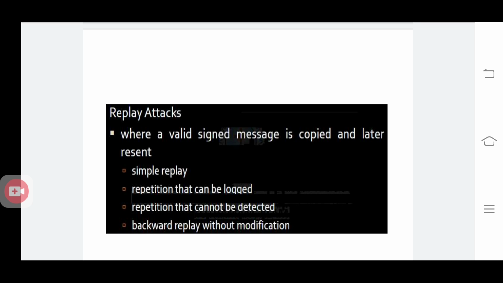Okay, so these are some replay attacks. Actually, what is a replay attack? We have a valid signed message. The opponent copies that and later sends the message to the receiver. Sometimes there will be a modification, sometimes there won't. The four replay attacks are: simple replay, repetition that can be logged, repetition that cannot be detected, and backward replay without modification.